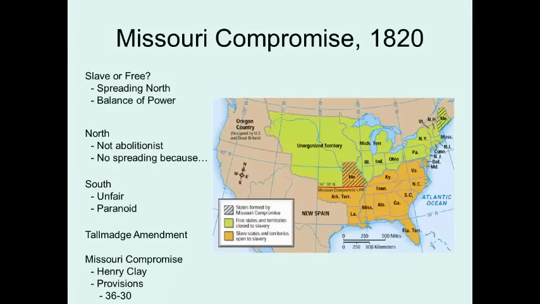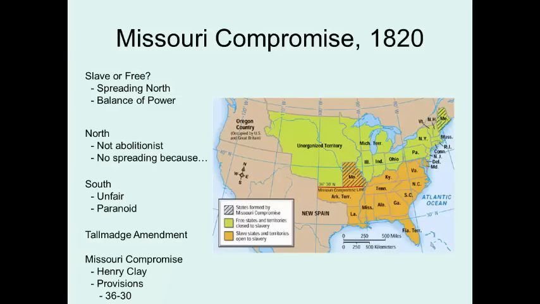Things will come to a head when a Democrat from New York named James Talmadge introduces something called the Talmadge Amendment. The Talmadge Amendment would have enforced gradual emancipation in Missouri. So slaves that were living in Missouri would have been phased out, and we would have eventually had freedom there. The Talmadge Amendment will pass the House. Remember, the North dominates the House because the North has such a bigger population. But because the Senate is equal, it's going to be killed in the Senate.